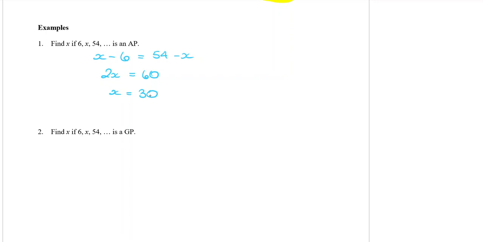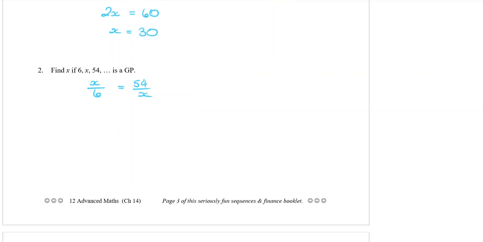Okay, same numbers, 6, x and 54, but this time it is a GP, which means we want to find a common ratio. So using the first and the second term, x over 6 would be the common ratio. And the second and third term, we would do 54 over x. Both of those would be the ratio, so we make them equal to each other, and now we can solve for x. I'm going to cross multiply.